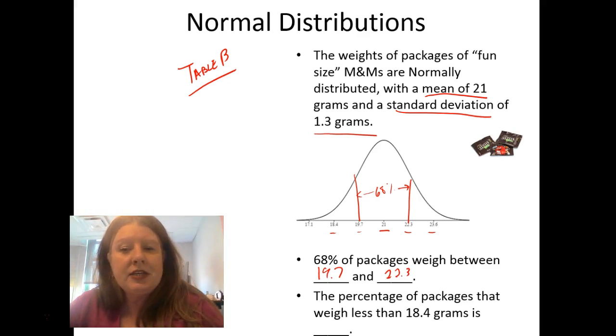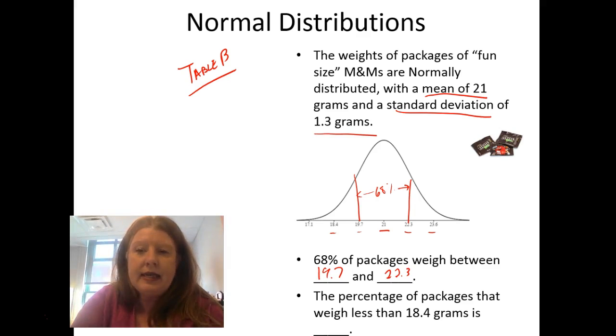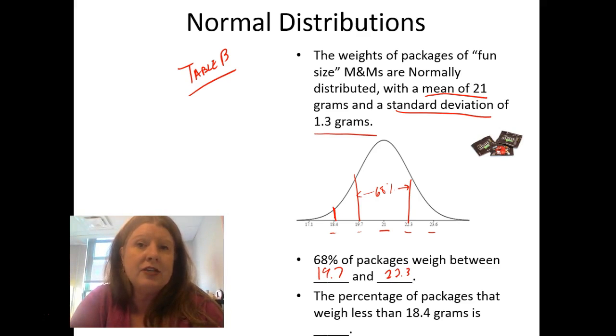The percentage of packages that weigh less than 18.4 grams is what? So again, we can see from our graph up here that 18.4 falls 2 standard deviations below the mean. And we want to find this little percentage. So here you might remember that 95% of our data falls within 2 standard deviations of the mean. And that means we'd have 5% left over since the entire curve, the area under the entire curve is 100%. So to answer this, we would take 100% minus 95%, and that's going to give us 5%.